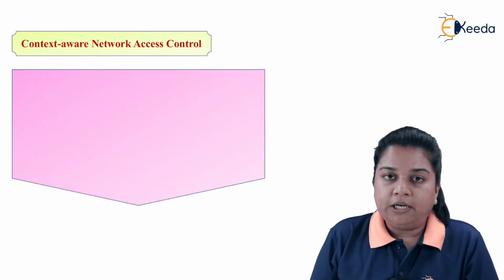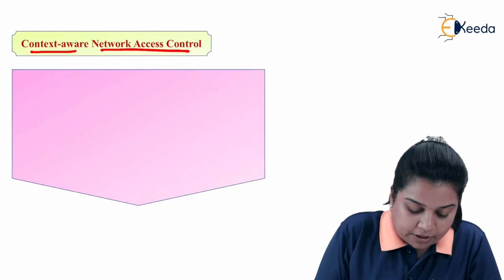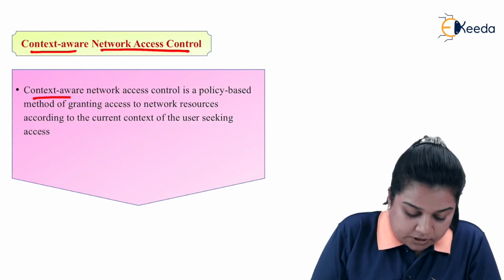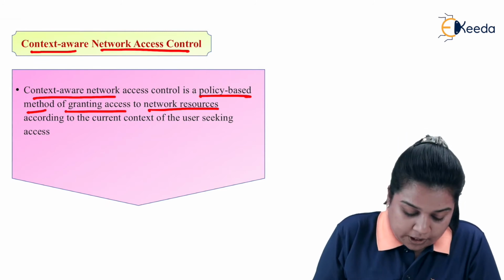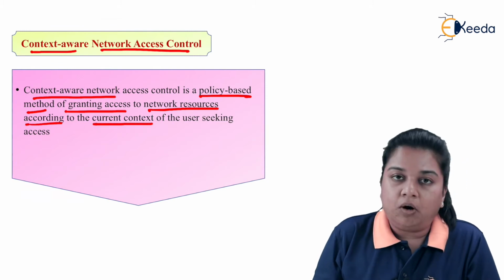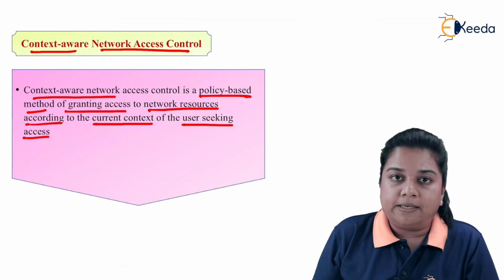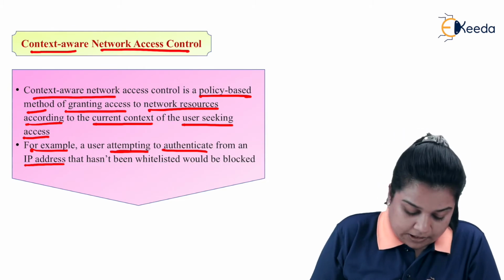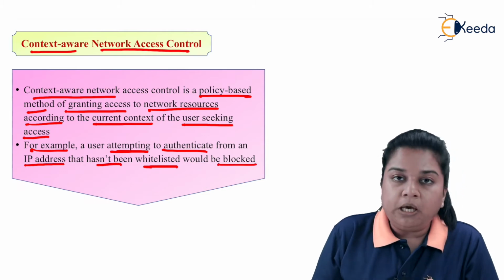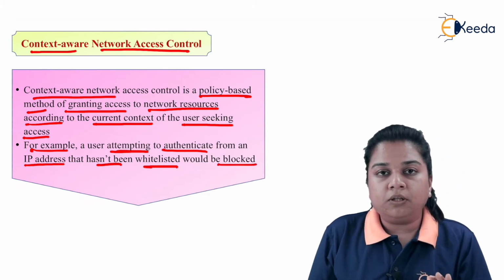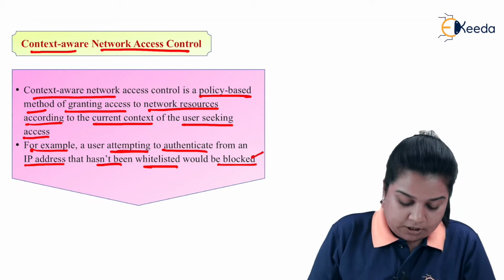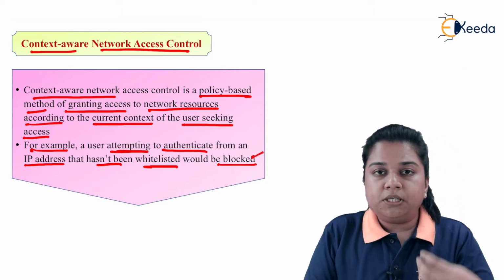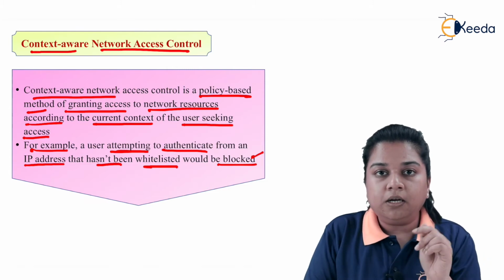Another attribute for identity as a service is context-aware network access control. Context-aware network access control is a policy-based method of granting access to network resources according to the current context of the user seeking access. For example, a user attempting to authenticate from an IP address that hasn't been whitelisted would be blocked. That means if an address is not on the list, it will be blocked when trying to access as an authenticated user.